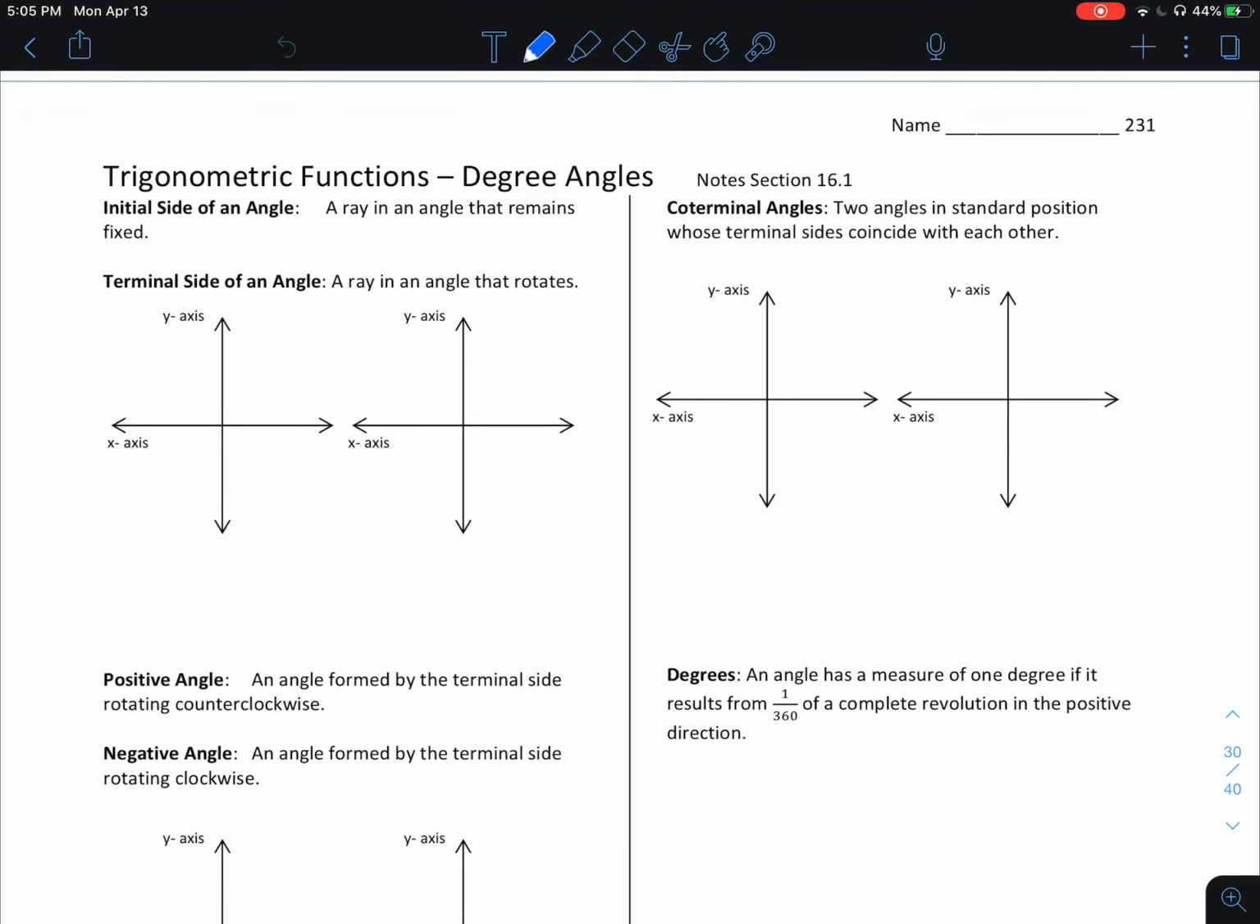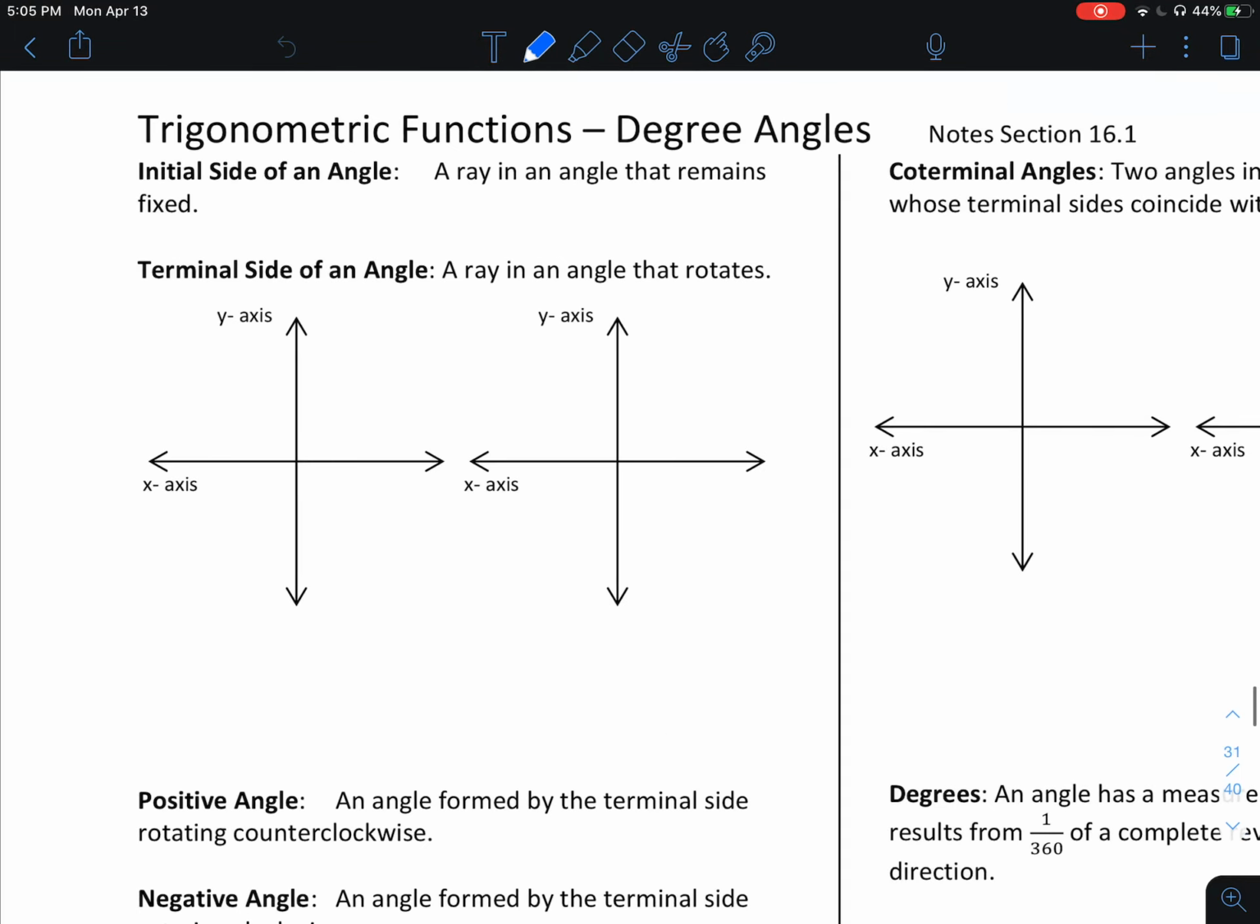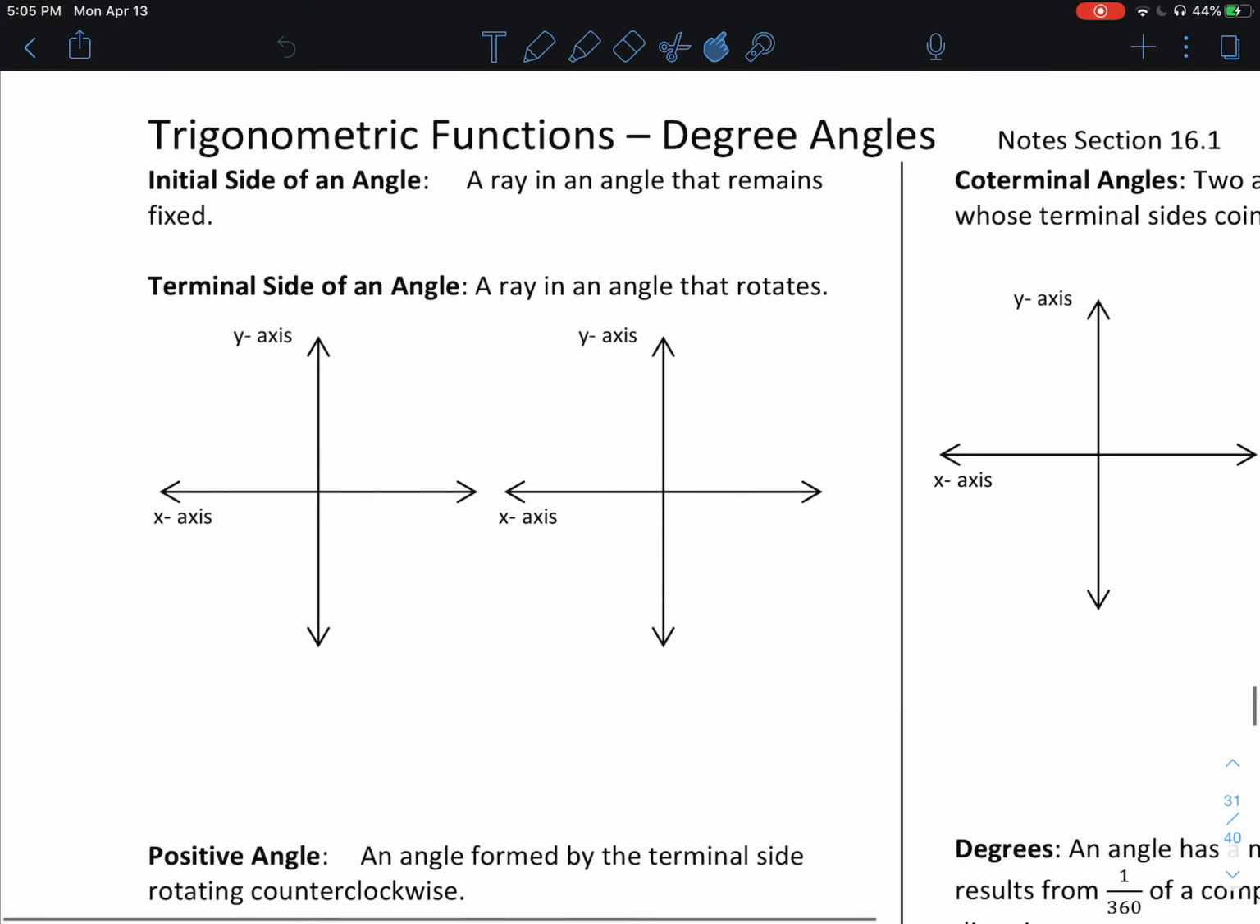This is Honors Geometry, section 16.1, looking at trig functions using degree angles. There are a ton of terms in this section. That's 2,000 pounds worth of trig functions. Oh, I'm sorry, of definitions, terms.